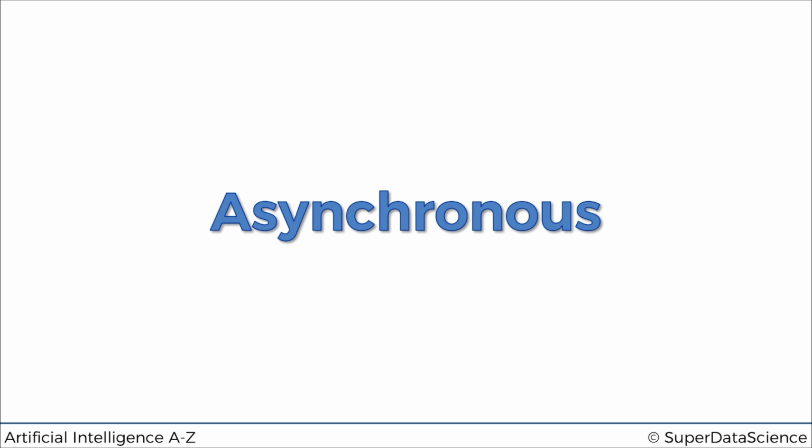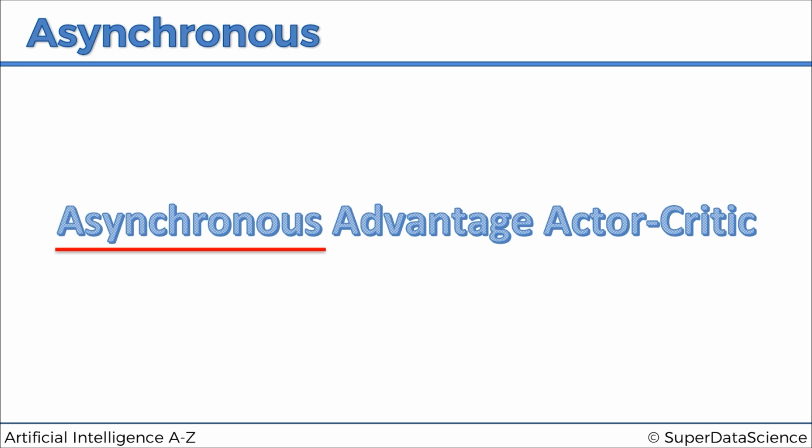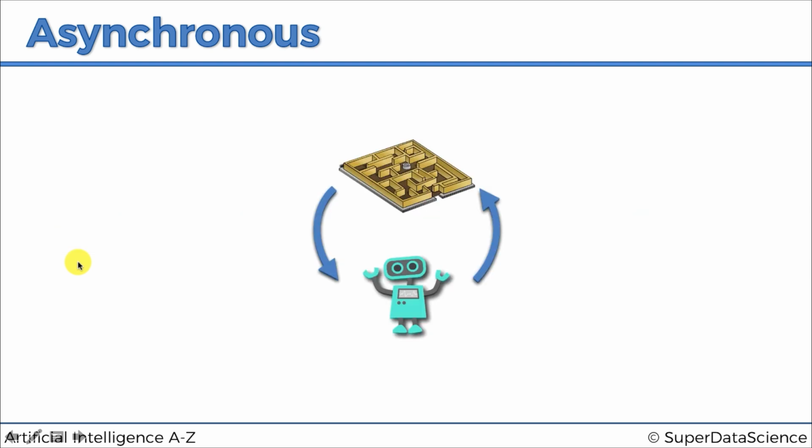Hello and welcome back to the course on artificial intelligence. Today we're continuing our journey into the world of A3C, and we're talking about the asynchronous side of A3C. So there we have our abbreviation, Asynchronous Advantage Actor-Critic, and today we're going to find out what asynchronous stands for, what it means.